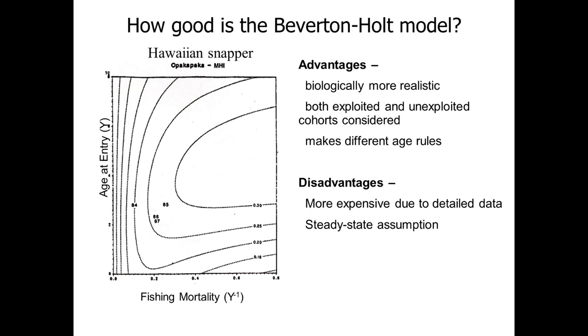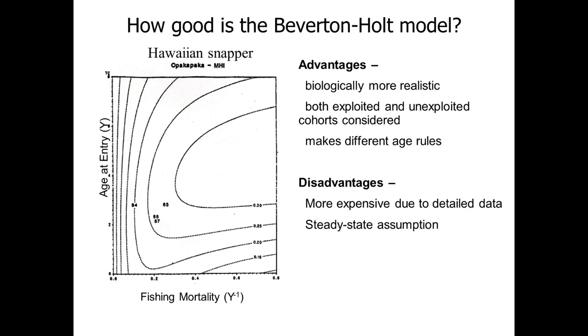It is much more realistic biologically. It considers stocks that are fished or unfished, and it can make different rules for different ages. However, as you can even see from the graph, it's much more complicated. It requires more detailed data collection, and it makes an assumption about steady state.